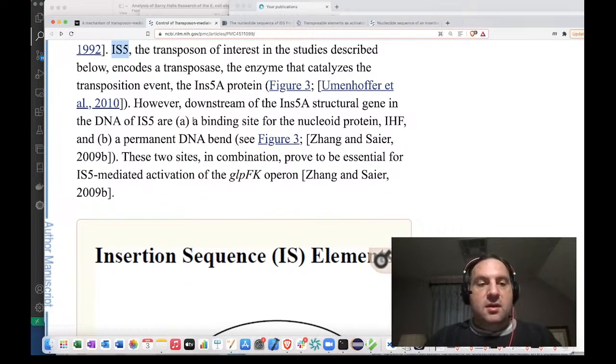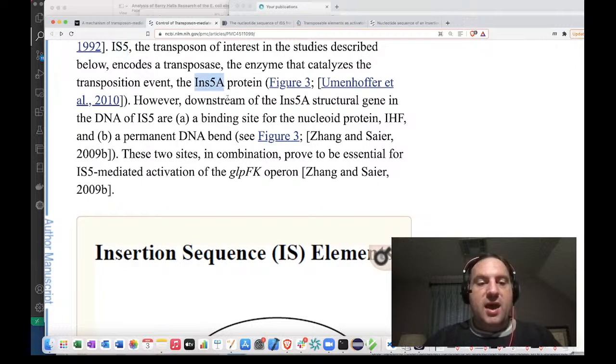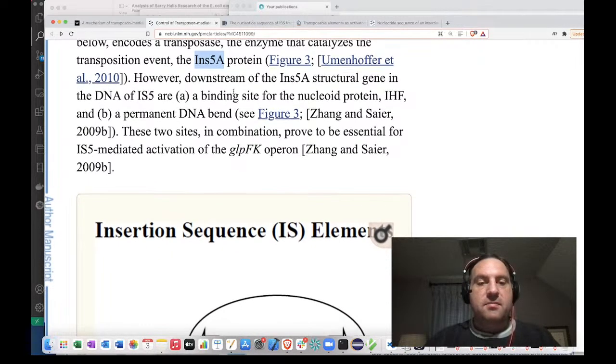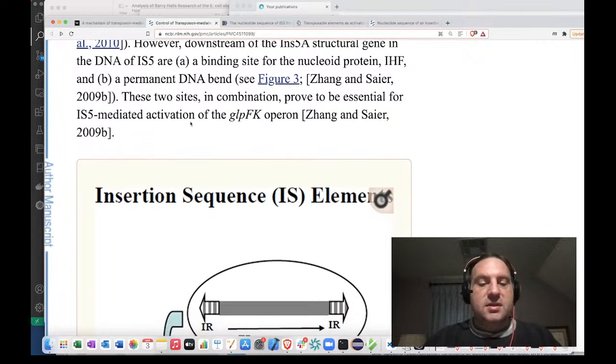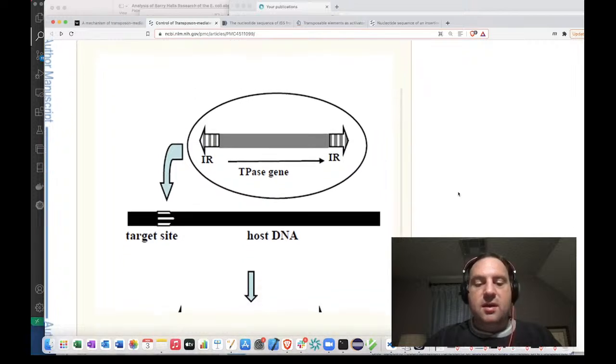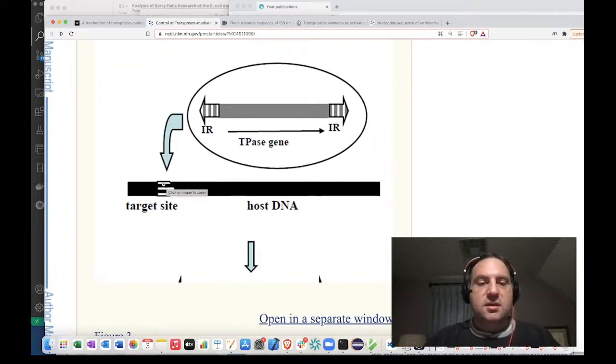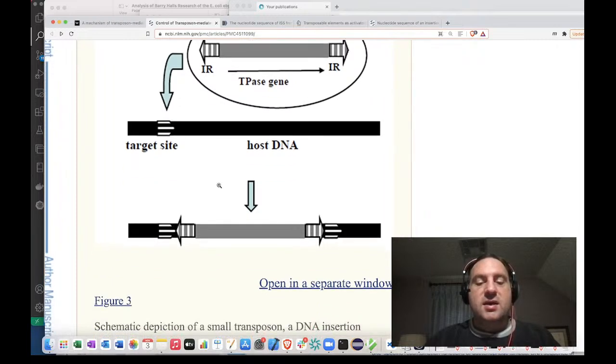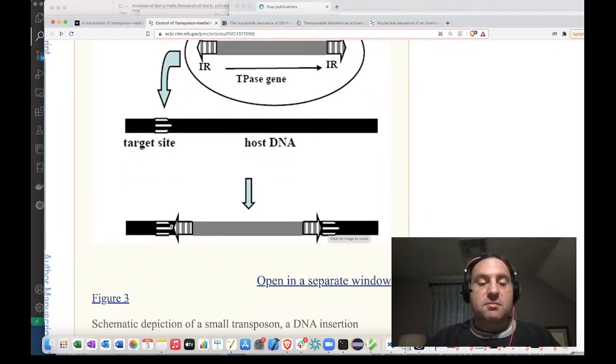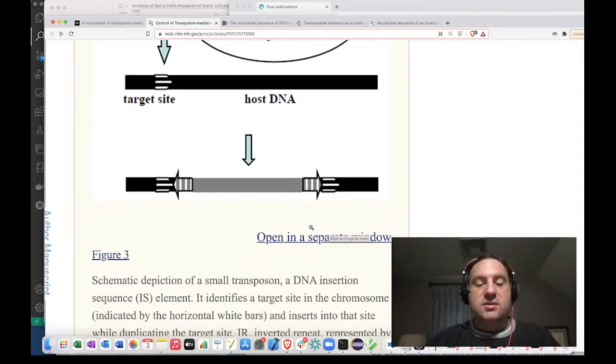The protein is INS5A, and basically there's a binding site and a DNA bend. So here's how it works. There's a target site, and the transposase gene is flanked by two inverted repeats. That's what the IR stands for, an inverted repeat. The transposase recognizes the target site, duplicates the target site, see how that's on both sides, and then inserts the insertion sequence, which has these flanking sequences.